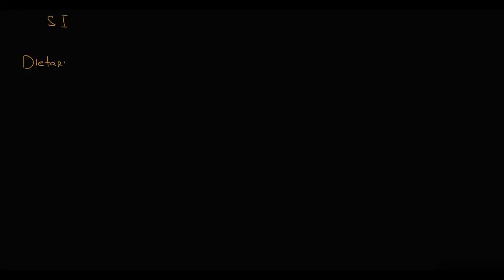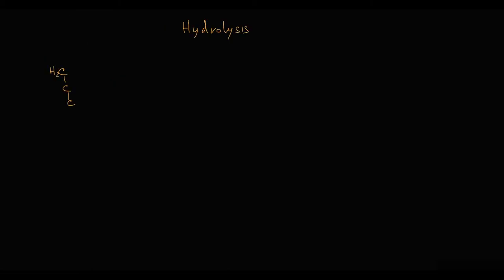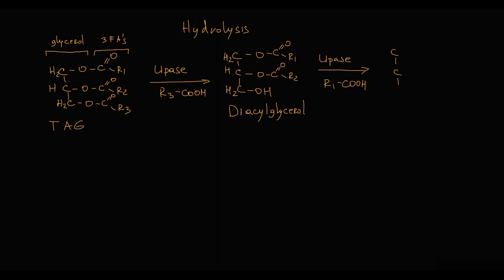Let's begin from digestion. In the small intestine, dietary triacylglycerols undergo emulsification by bile acids, with further hydrolysis by pancreatic lipase to monoacylglycerols and free fatty acids. To illustrate hydrolysis, take a triacylglycerol molecule, basically a glycerol and three fatty acids. With hydrolysis, pancreatic lipase at first cleaves one fatty acid, now it's diacylglycerol, and then it cleaves another fatty acid. So the final products of hydrolysis of one triacylglycerol molecule are monoacylglycerol and two free fatty acids.